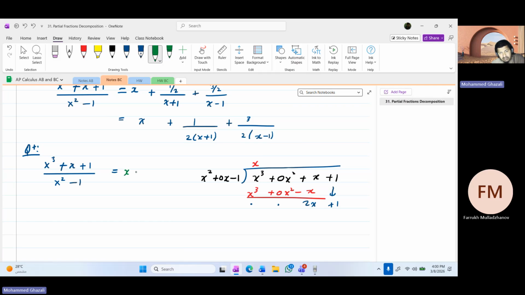The quotient is x, plus the remainder is 2x plus 1 over its divisor, which is x squared minus 1. And then you can further go and decompose this. So you're getting x plus a half over x plus 1 plus 3 over 2 into x minus 1.